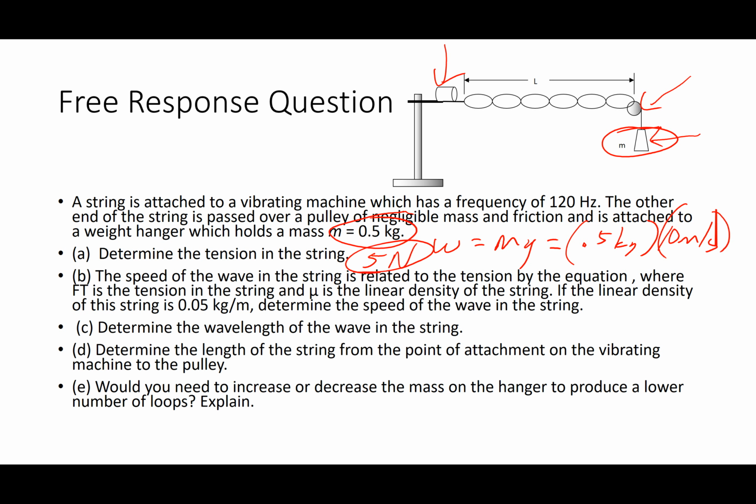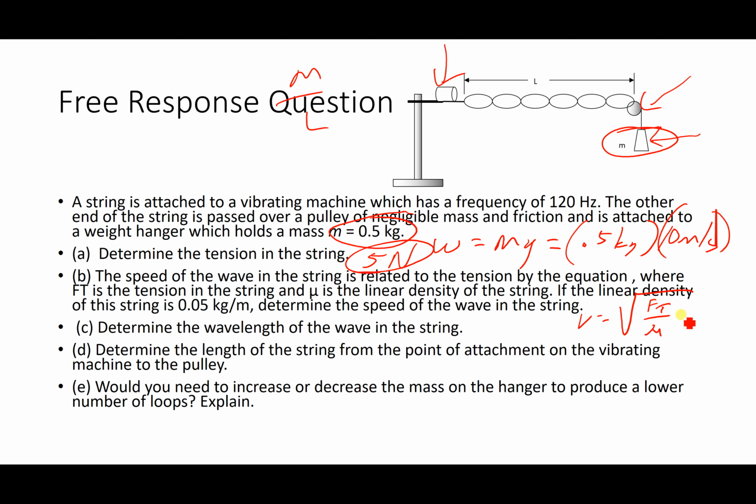Second part, the speed of the wave in the string is related to the tension by the equation, which we'll talk about in a second, where Ft is the tension in the string and mu is the linear density of the string. If the linear density of the string is 0.05, determine the speed. So again, this is the equation we're talking about. Speed equals the square root of the tension force divided by mu.